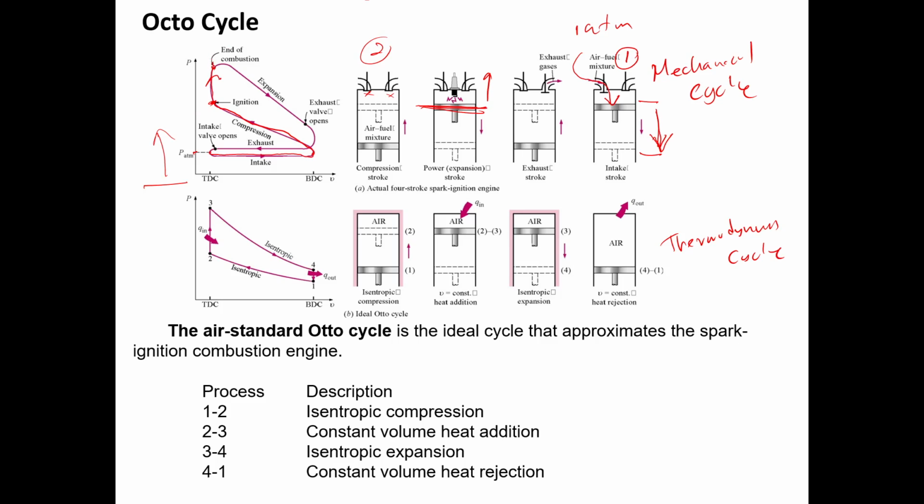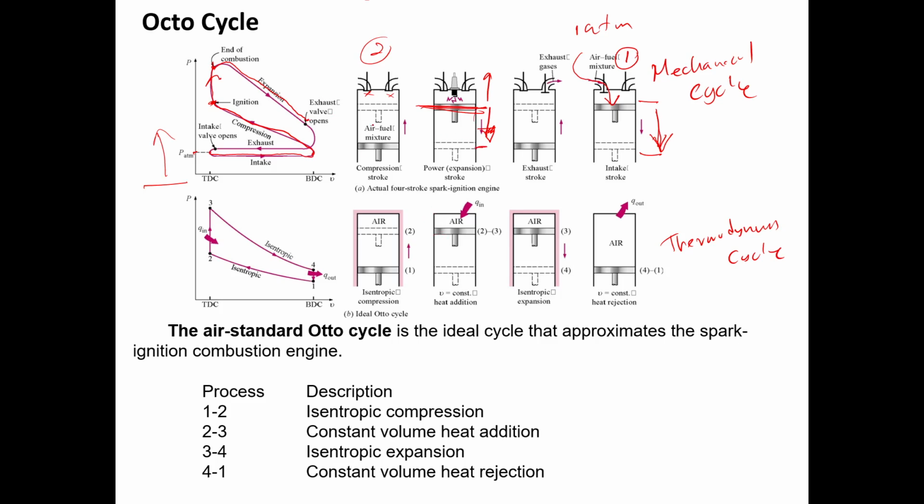Okay, then what will happen? The piston moves downward, power stroke, right? That means we are expanding, the volume is increasing, and at the same time the pressure is reducing. Therefore, we have the expansion or the power stroke up to here until you get to the BDC, right?